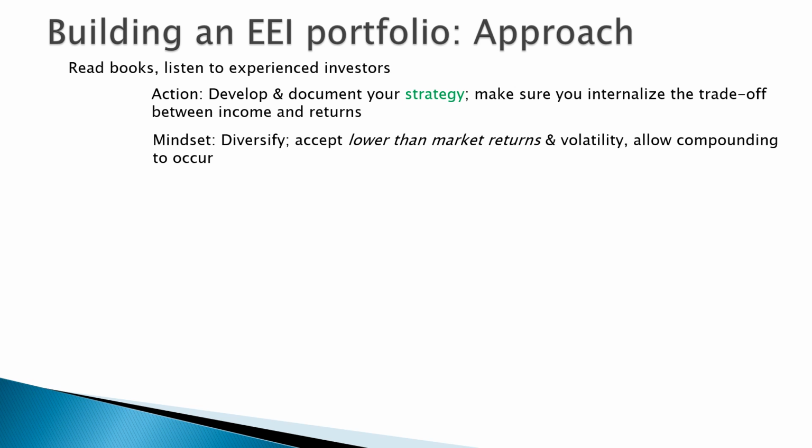If you get higher income, like I do, higher than the S&P 500 and the NASDAQ 100, I'm going to have lower total returns. If I don't accept it, I'm trying to achieve something that is impossible. So the mindset that accompanies this action of documenting a strategy is, in addition to accepting lower than market returns, the benefit is you'll get lower volatility.